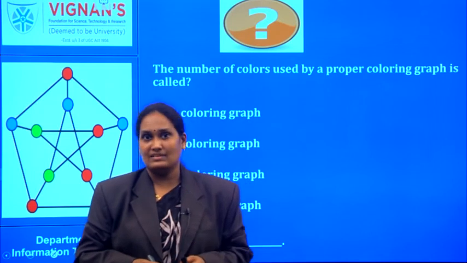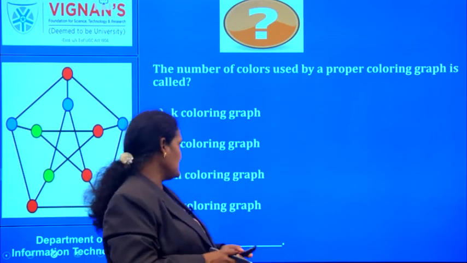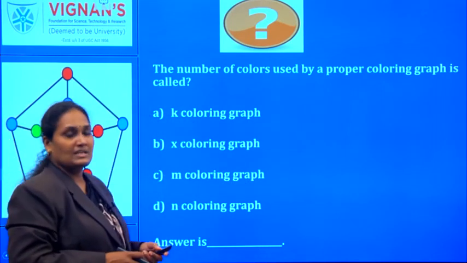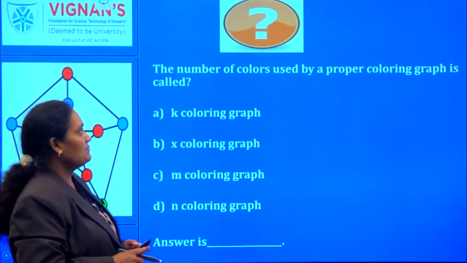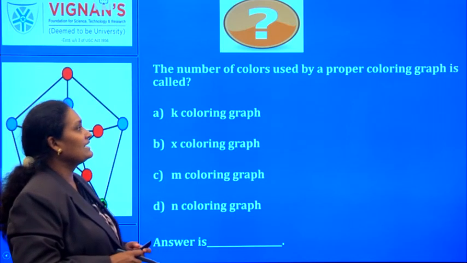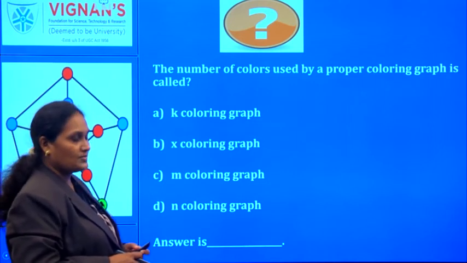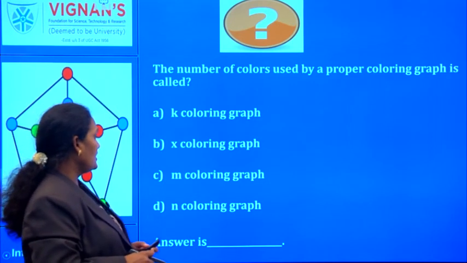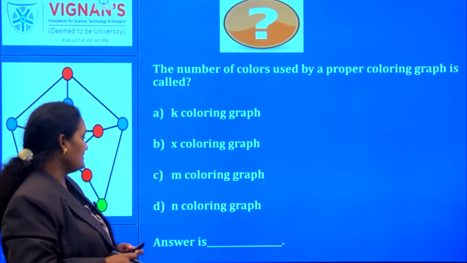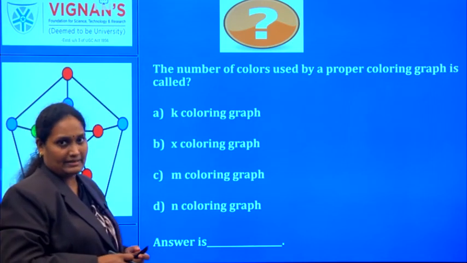To assess yourself, I have given some questions. Please answer these questions. The first question is, the number of colors used by a proper coloring graph is called. Option A, K coloring graph. Option B, X coloring graph. Option C, M coloring graph. And option D, N coloring graph.